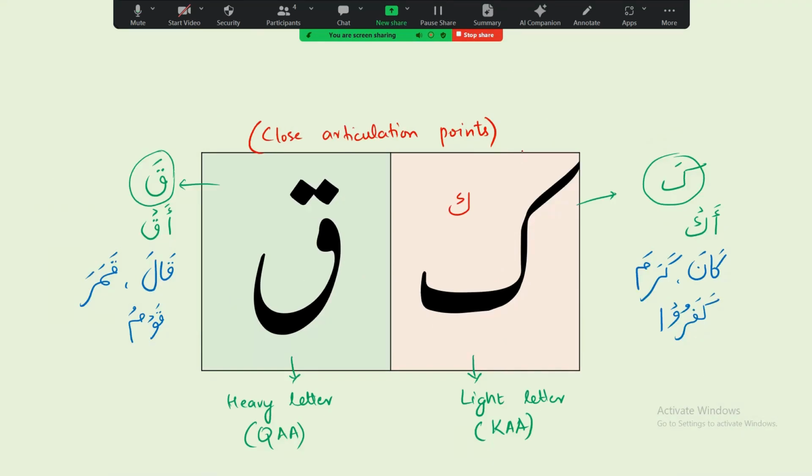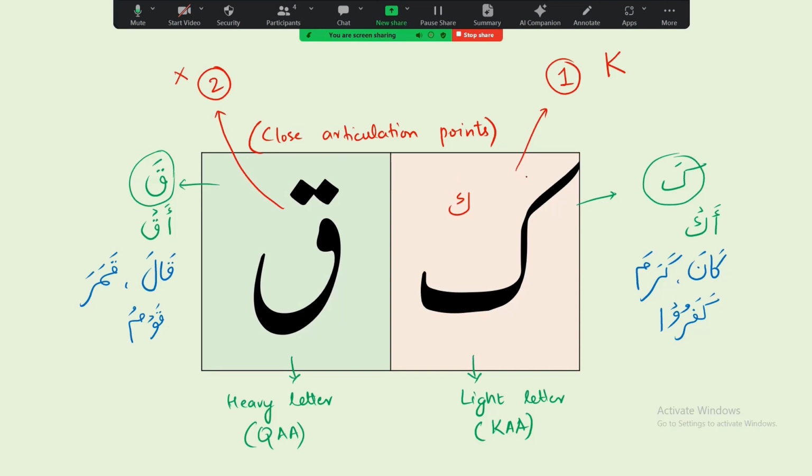Okay, so the first alphabet here is now kaf, which is like the K of English, right? K, ka sound. Okay, so the second alphabet here is qaf. We're not familiar with the second alphabet, okay? So what is the difference? The difference is in actually their articulation points, right? Their articulation points are different, but they are actually close as well.